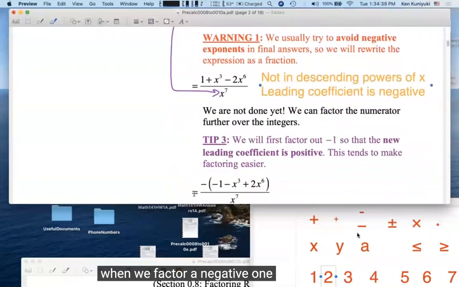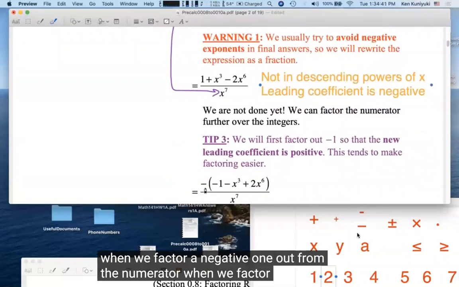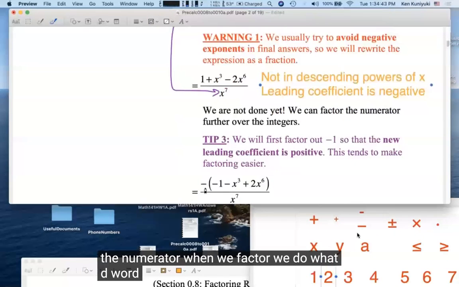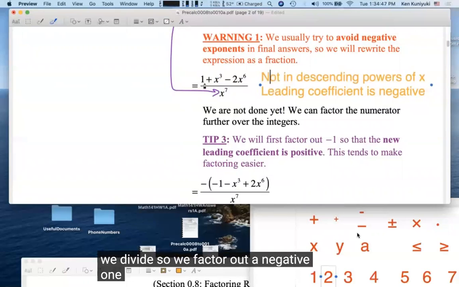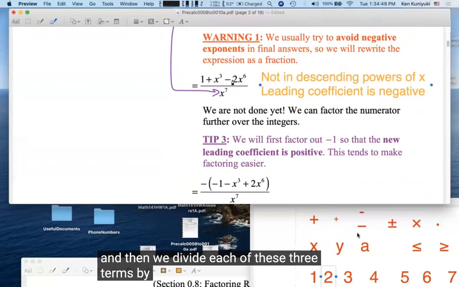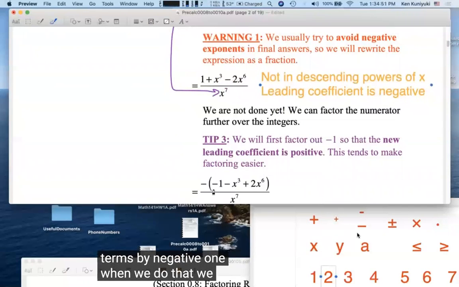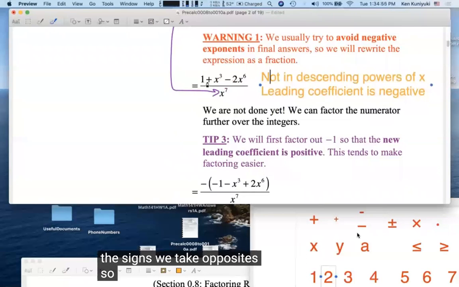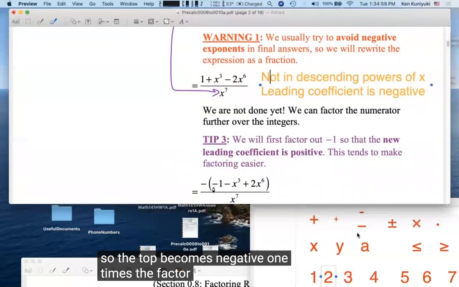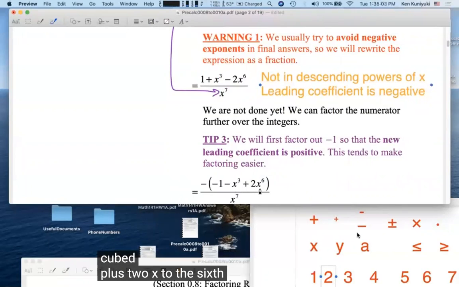When we factor a -1 out from the numerator, when we factor, we do what, D-word? We divide. So we factor out a -1, and then we divide each of these 3 terms by -1. When we do that, we basically flip all the signs. We take opposites. So the top becomes -1 times the factor, -1 minus x cubed plus 2x to the 6th, all over the x to the 7th.